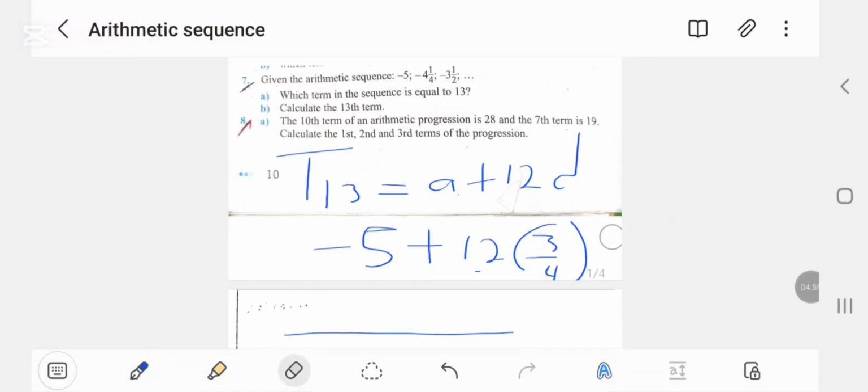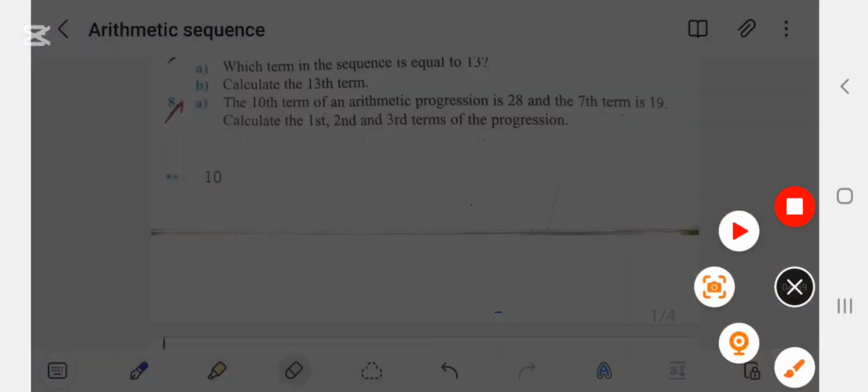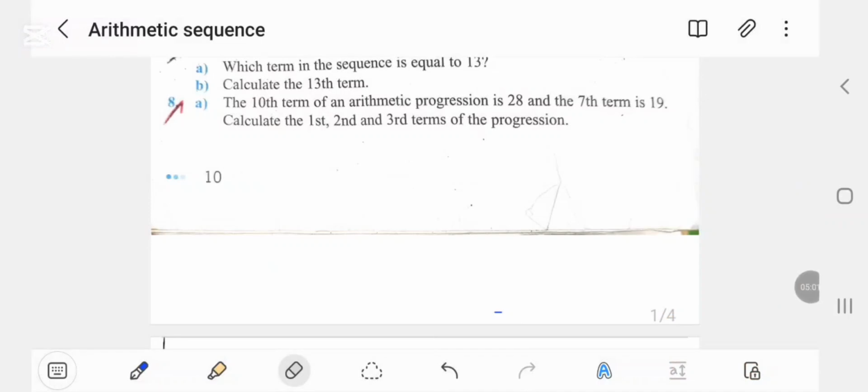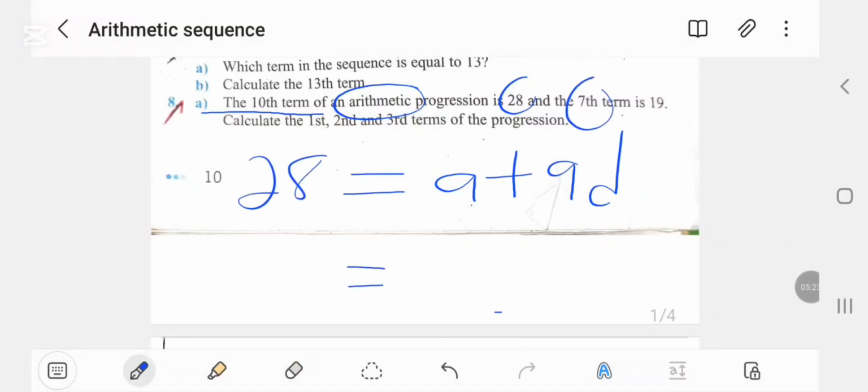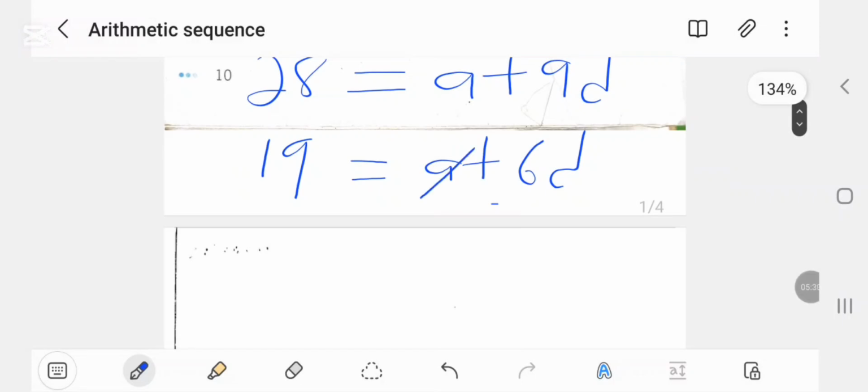Number 8. The 10th term of an arithmetic progression is 28. So T10 is 28, a plus 9d. And the 7th term, a plus 6d, is 19. So T10 is 28. So we use the elimination method.